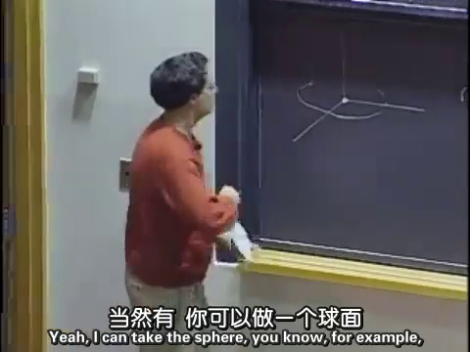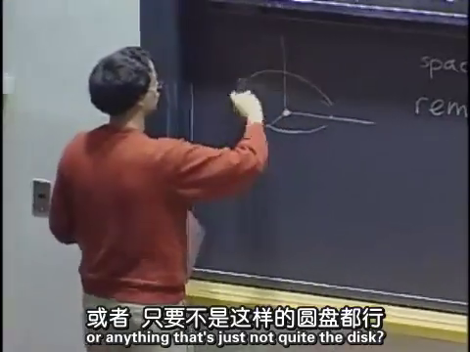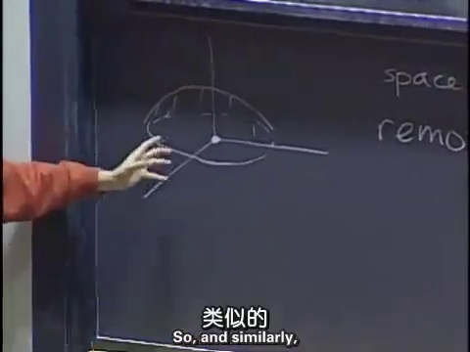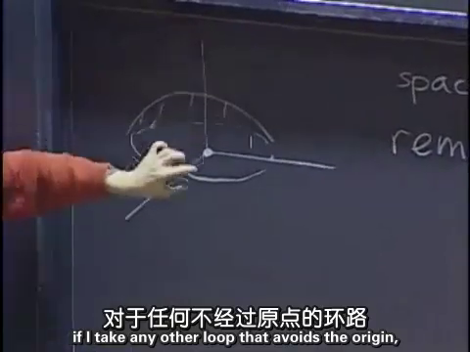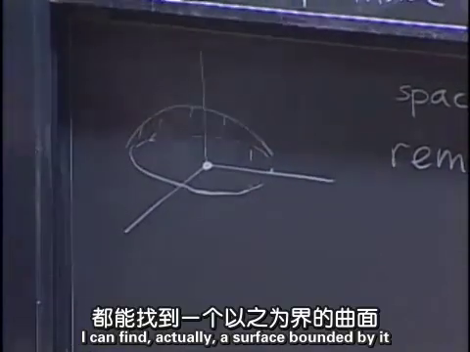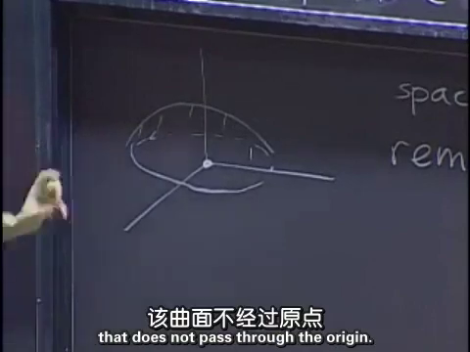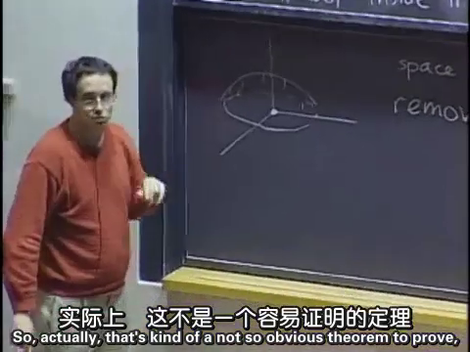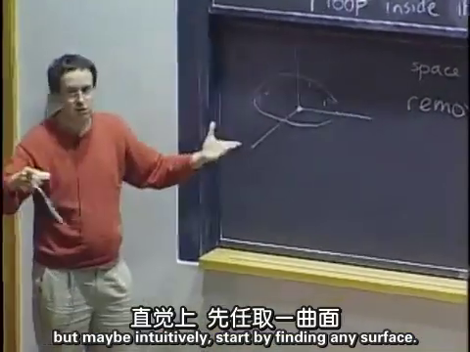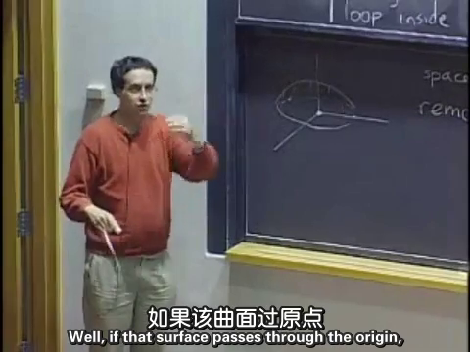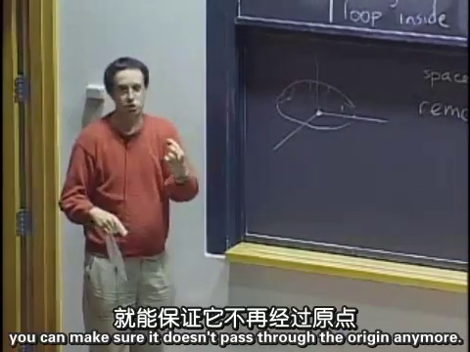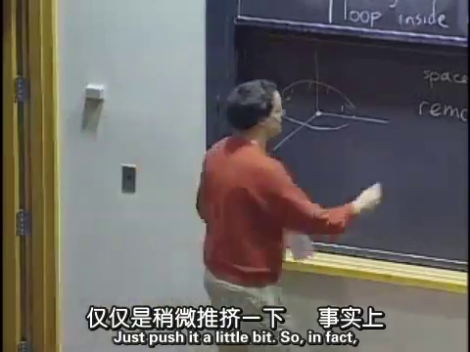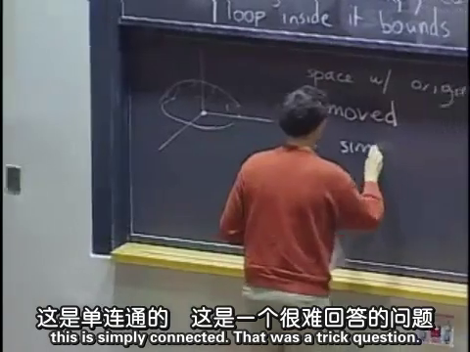Yeah, I can take the sphere, for example, or anything that's just not quite the disk. And similarly, if I take any other loop that avoids the origin, I can find a surface bounded by it that does not pass through the origin. Actually, that's a not so obvious theorem to prove, but maybe intuitively, start by finding any surface. Well, if that surface passes through the origin, just wiggle it a little bit, you can make sure it doesn't pass through the origin anymore. Just push it a little bit. So in fact, this is simply connected. That was a trick question.